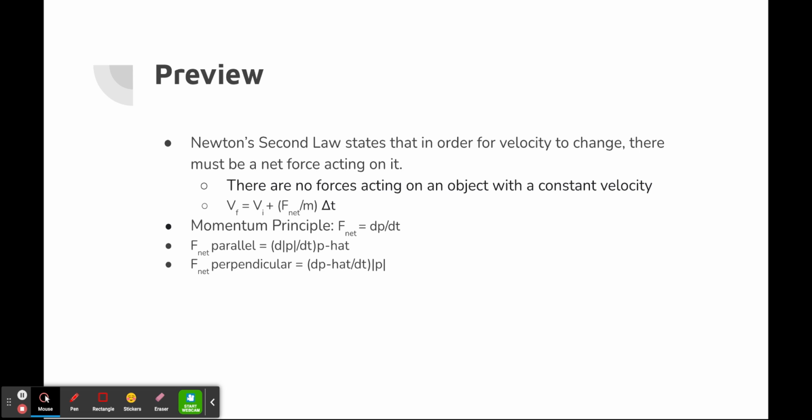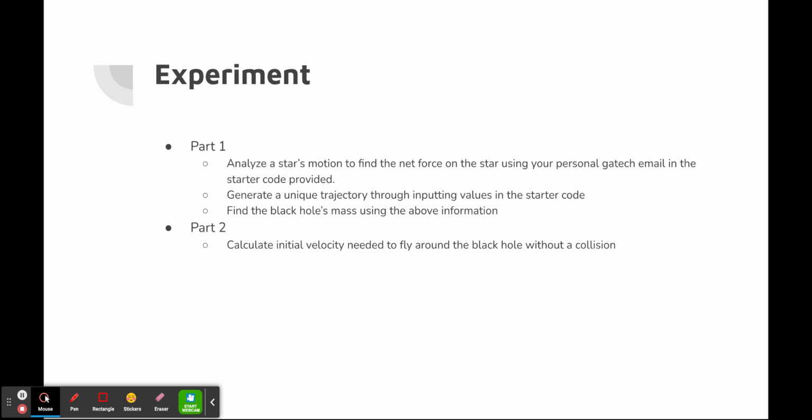This formula can be split up into two components to then find F net parallel and F net perpendicular. In this experiment, it was split into two parts. The first was to find the black hole's mass. We started by analyzing a star's motion to find the net force on the star using our personal GOTEC email in the starter code provided. We then generated a unique trajectory by inputting values into the starter code and found the black hole's mass using the previously found information. Then in part 2, we were to calculate the initial velocity needed to fly around the black hole without a collision.